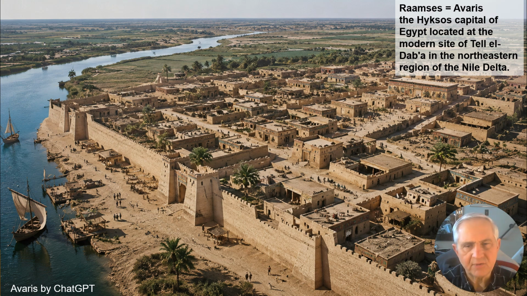Now, scholars think that Ramses would refer to Avaris, the Hyksos capital of Egypt, located at the modern site of Tel el-Dab'a in the northeast region of the Nile Delta. And then later it silted up, and then Ramses moved it across to where there was water still, one of the branches of the Nile still flowing. So this is ChatGPT's rendering of what Avaris may have looked like back then.